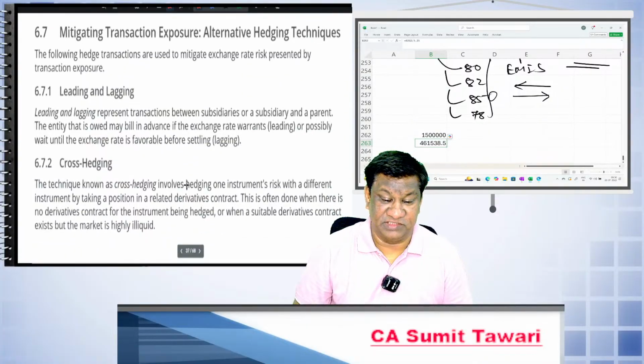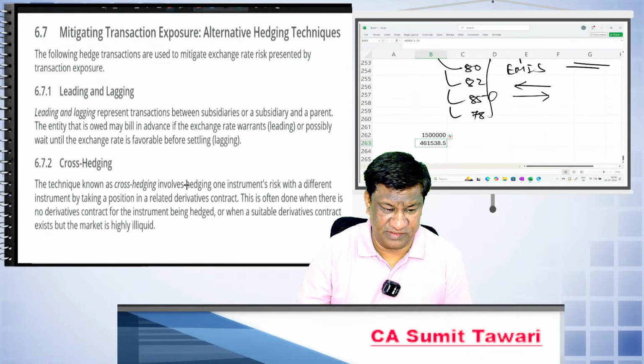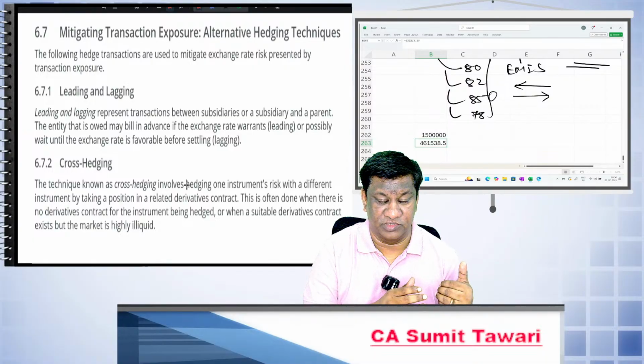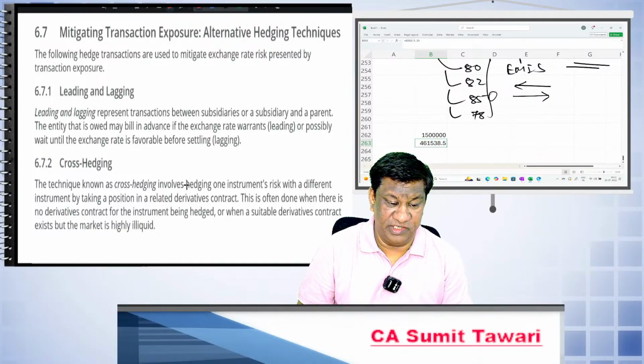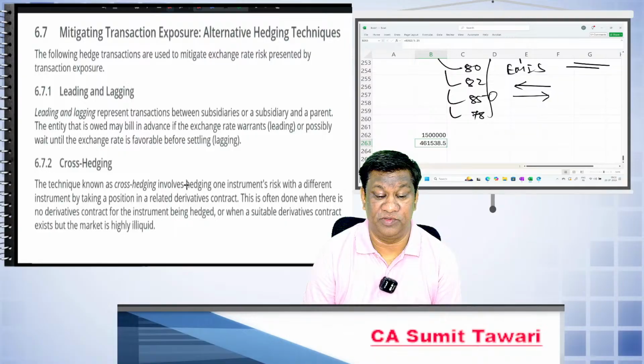Then, mitigating transaction exposure, alternative hedging technique. Leading and lagging means either you can take a decision upfront, or you can wait to take a right moment. Leading and lagging represent transactions between subsidiaries or a subsidiary and parent. The entity that is owed may bill in advance if the exchange rate warrants, leading, or possibly wait until the exchange rate is favorable before settling, lagging.